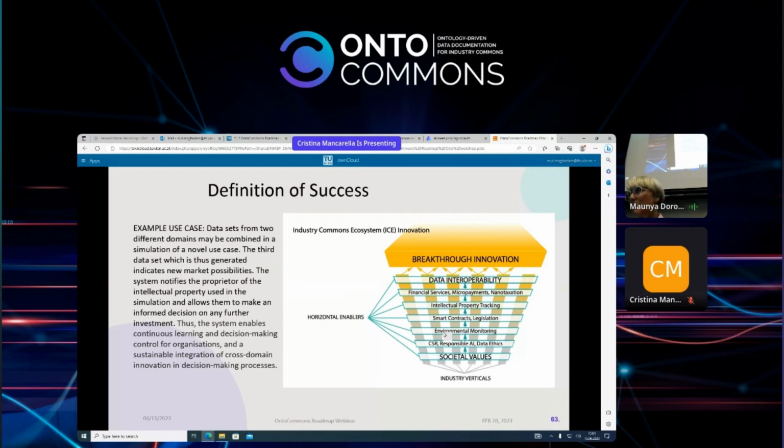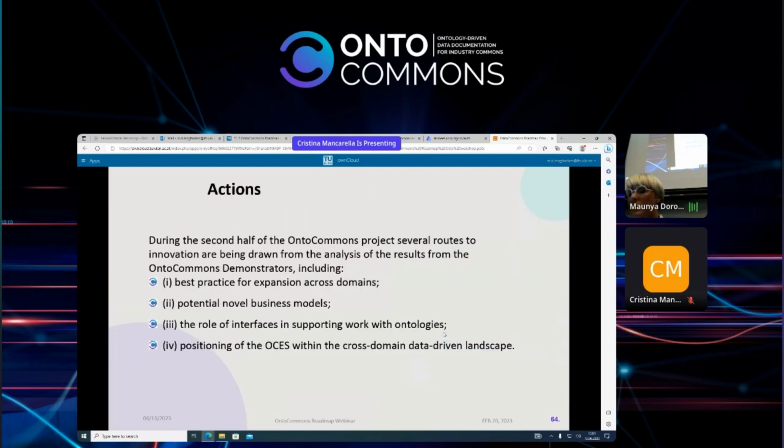This is the first time that we're embedding breakthrough innovation into a system like this. Usually breakthrough innovation was happening in the sidelines and it could really uproot existing business models or existing practices. In this kind of system, the notification allows for really informed decisions and investments that are related to that. And that means that we enable continuous learning and decision-making control in these huge, complex ecosystems. And we can, of course, integrate all the sustainable aspects into the decision-making processes so we can actually be sustainable in how we develop this ecosystem. So what are the actions that we are now taking based on these principles?